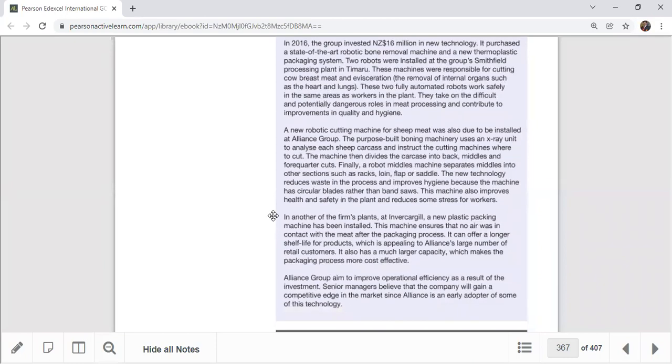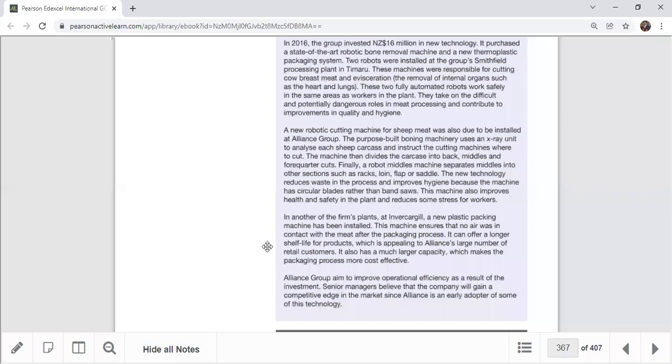The purpose-built boning machinery uses an X-ray unit to analyze each sheep carcass and instruct the cutting machines where to cut. The machine then divides the carcass into back, middles, and 4 quarter cuts. Finally, a middles machine separates middles into other sections such as racks, loin, flap, or saddle. The new technology reduces waste in the process and improves hygiene because the machine has circular blades rather than bandsaws. This machine also improves health and safety in the plant and reduces some stress for workers.